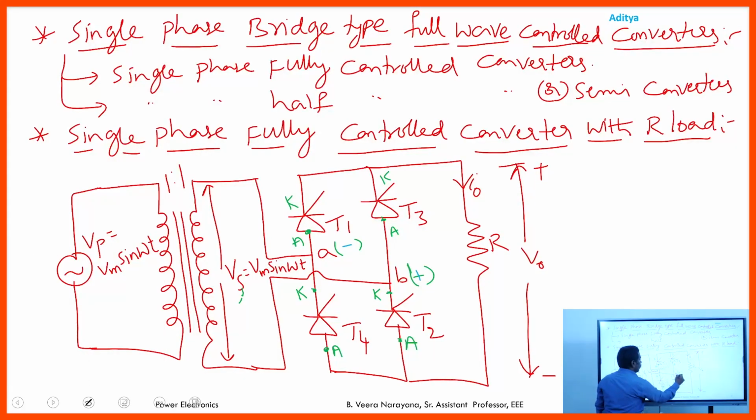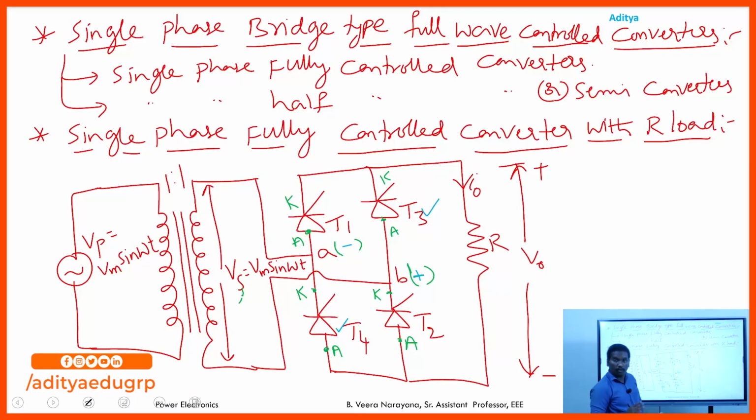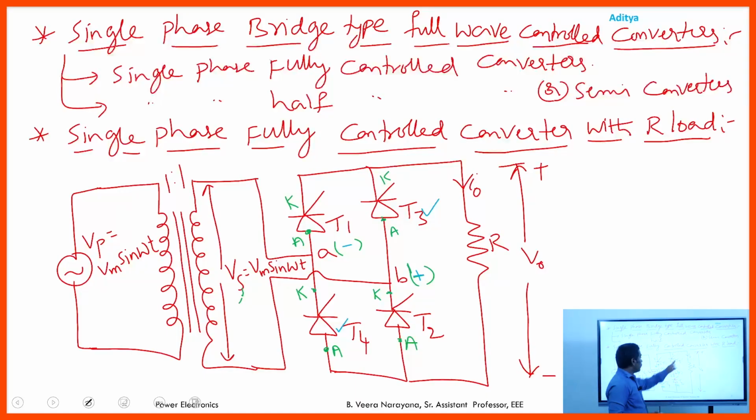terminal A is negative and B is positive. During the negative half cycle of the source, terminal A is negative and B is positive. Corresponding to that, T3 and T4 both are in forward bias, T1 and T2 are in reverse bias.